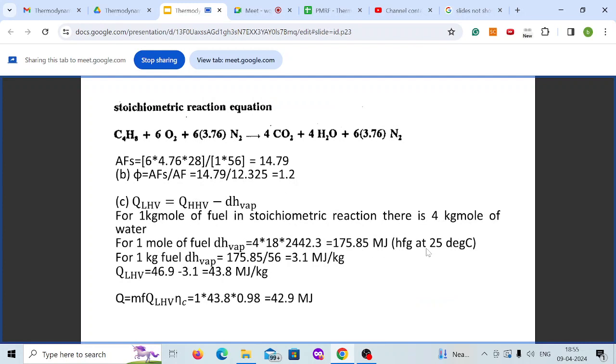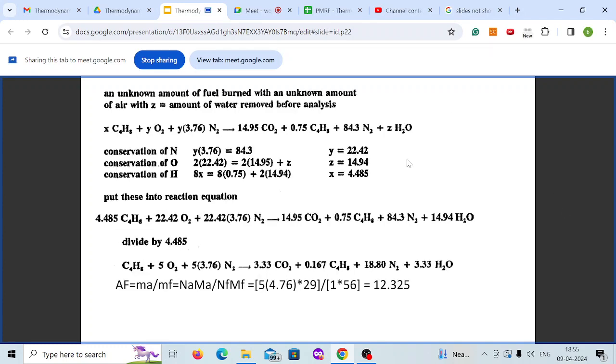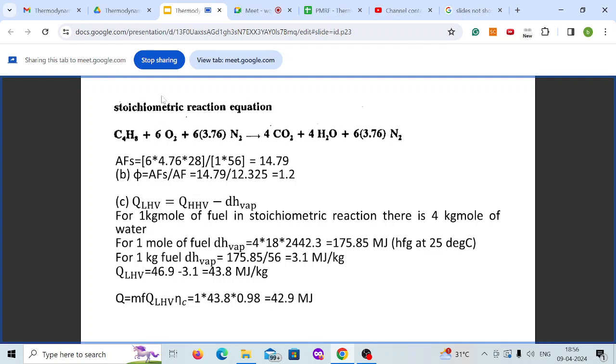If you write a stoichiometric reaction equation, this is how it will be. 1 mole of fuel requires 6 moles of oxygen. If you see in the previous problem, you had less air, so there was not complete combustion, and you had some amount of fuel left. In this case, you are doing a complete combustion, so 1 mole of fuel is completely converted. You require 6 moles of air for that, and it gives you 4 moles of CO2 plus 4 moles of water plus 63.76 moles of nitrogen.